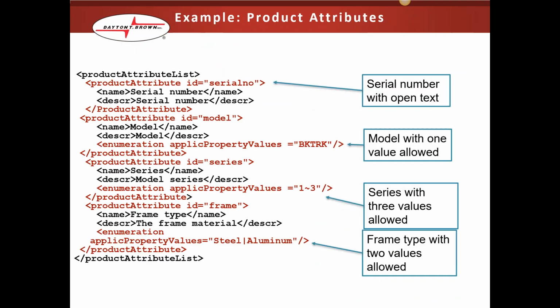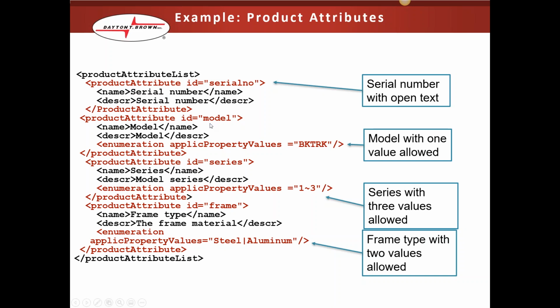All right, so that's what's necessary by the schema. And then I have an example of what a product attribute list would look like inside of the PCT. So this first one, you'll see that we have a product attribute called serial number. And that's just open text. There's no enumerated value being set there. So this is where we're declaring that this project will use a product attribute called serial number. The next one here is model.